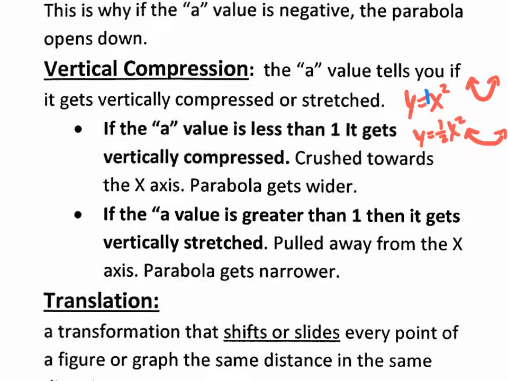What happened there is that it got vertically compressed by the value of 1/2. That's what we say when we describe it. Now, if the a value is greater than 1, then it gets vertically stretched, which means pulled away from the x-axis. The parabola gets narrower. So if I did have y equals 5x squared, then it wouldn't be a regular U-shaped curve. It would be a U-shaped curve that's very, very narrow. But we should already know that from what we've been graphing with standard form.